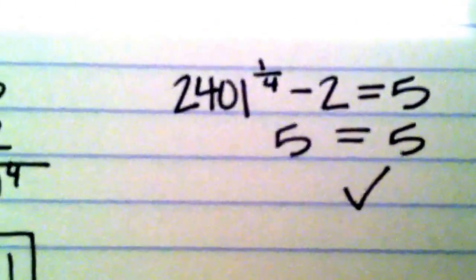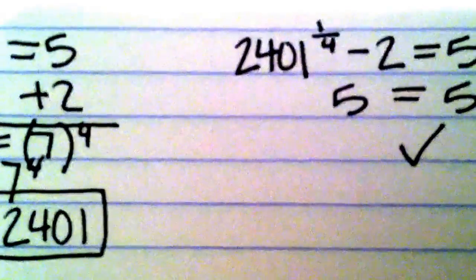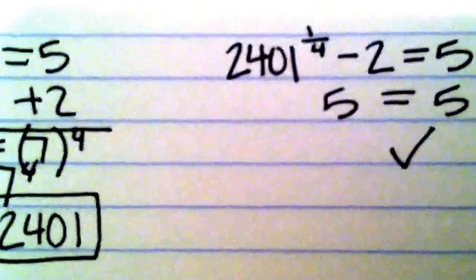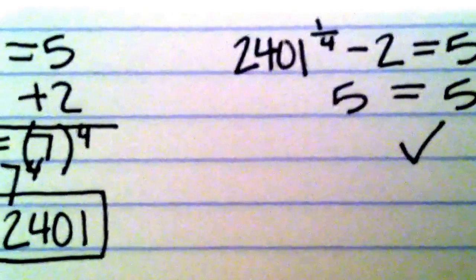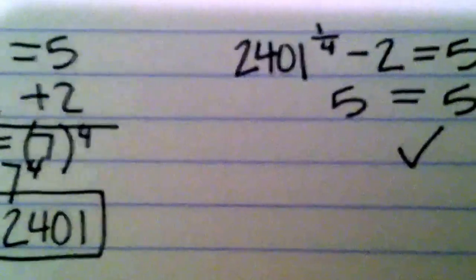To check your answer, you would just plug it into the equation. So you have 2401 raised to the 1/4 power minus 2 equals 5. When you put it into your calculator, you see that you get 5 on both sides, so it is correct. A common mistake would be not canceling out the exponent on one side and not raising the other side to that power.